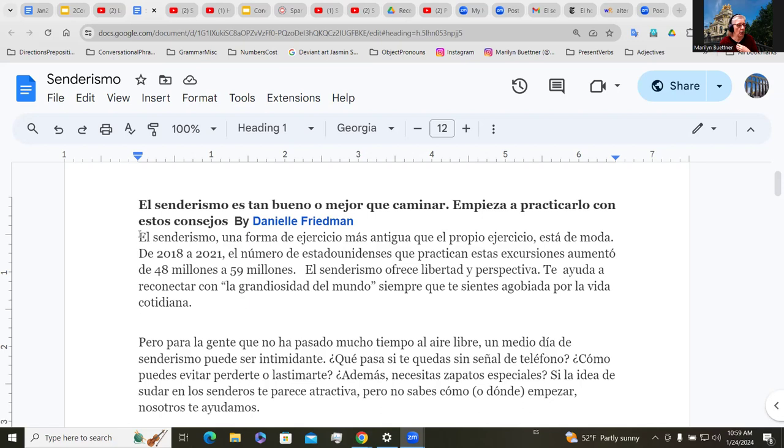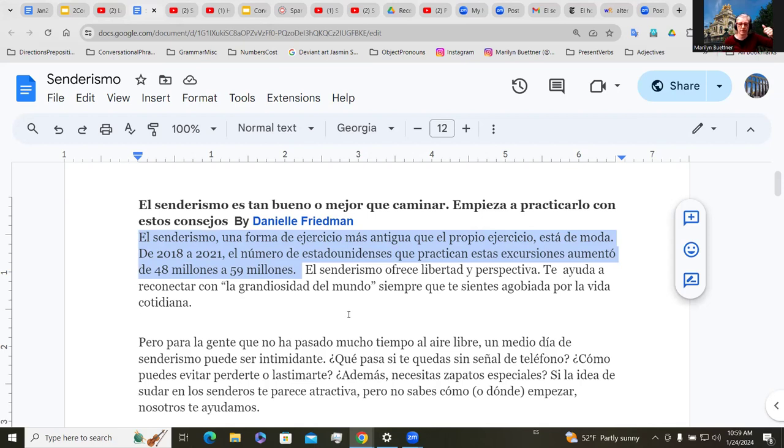Okay. Un voluntario, y hay práctica con números también. Hay un voluntario que quiere leer. And somebody wants to practice with this first. Bueno, Kathleen.